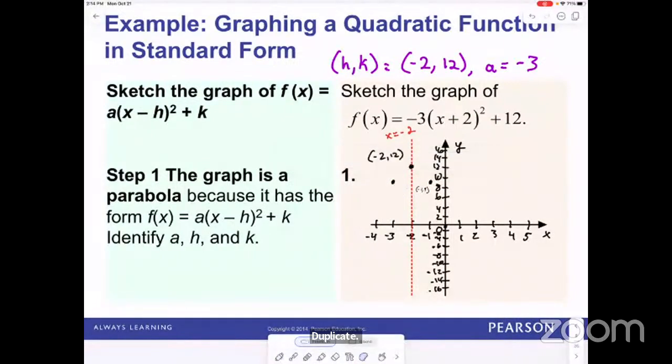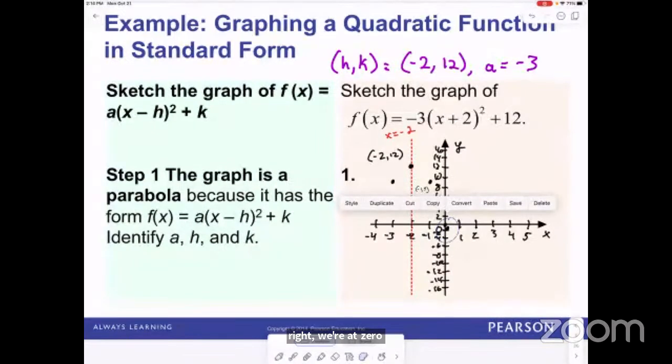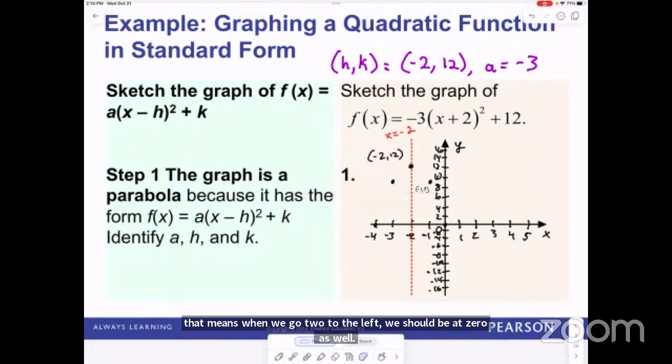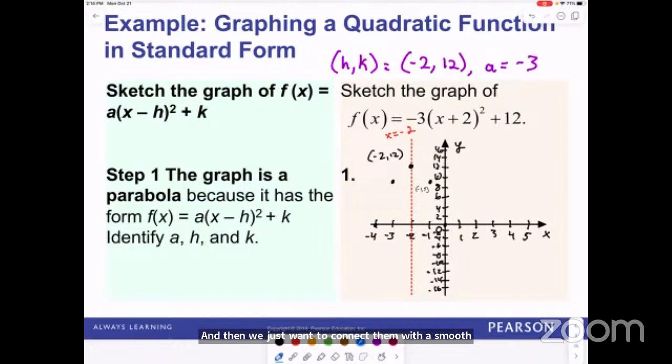So if we go 2 to the right, we're at 0. So that means when we go 2 to the left, we should be at 0 as well. Okay. And then we just want to connect them with a smooth curve. So I'm going to do one more.